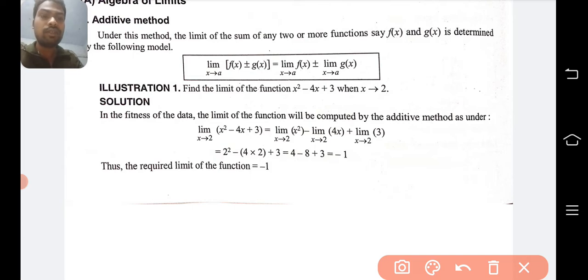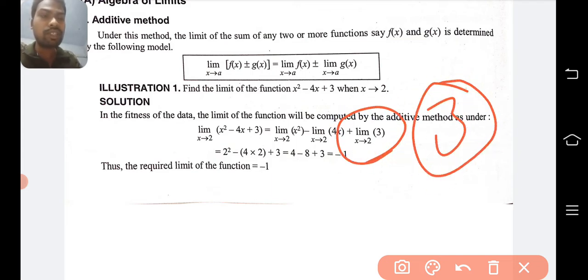Clear? So what will happen now? Put the value of x, that is x tends to 2, it means x equal to 2. Wherever the x term is there, you put the value 2. So here, put 2: 2 to the power 2. Clear? Minus, 4x means 4 into 2. Then here 3, where there is no x term, so the limit of this constant term would be 3. Clear? The limit of the constant term would be 3.